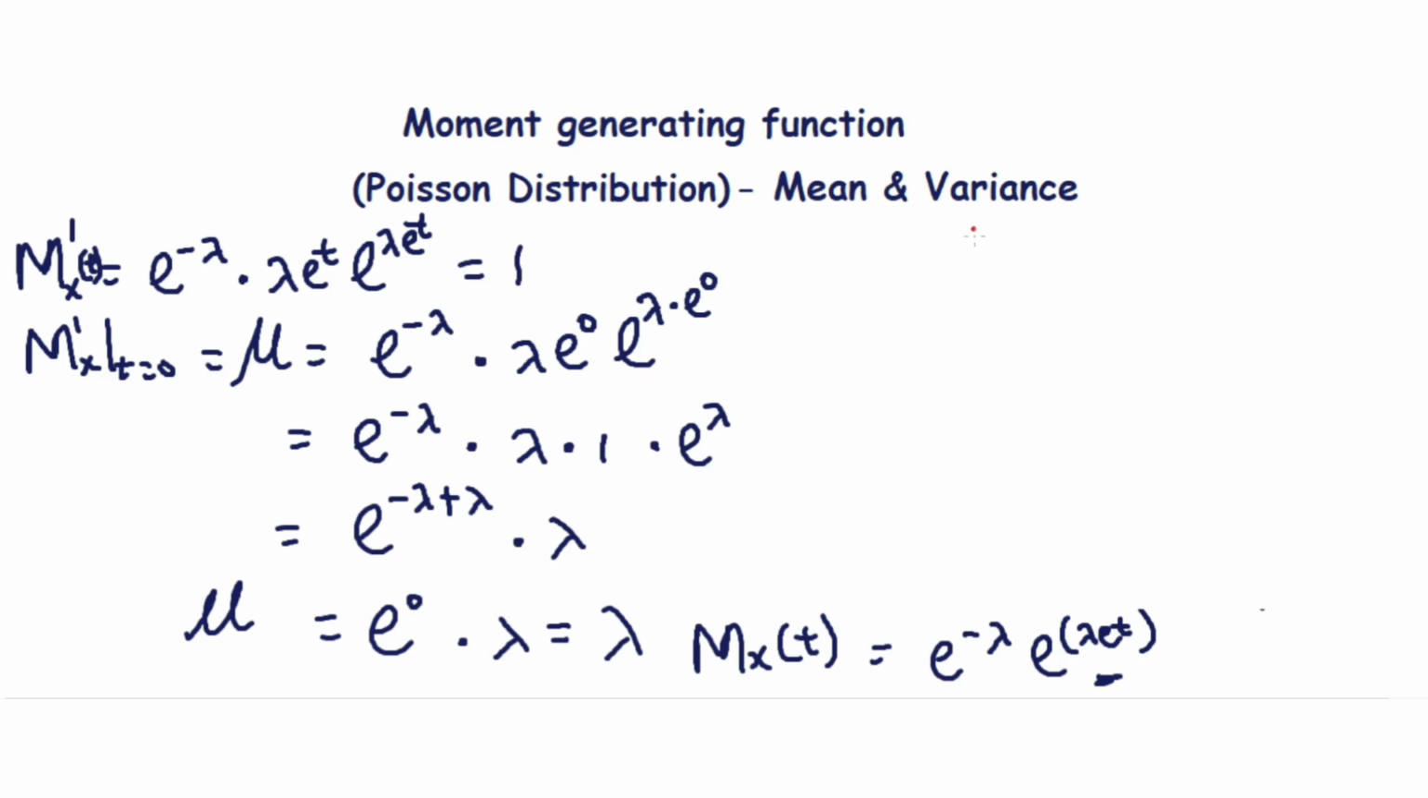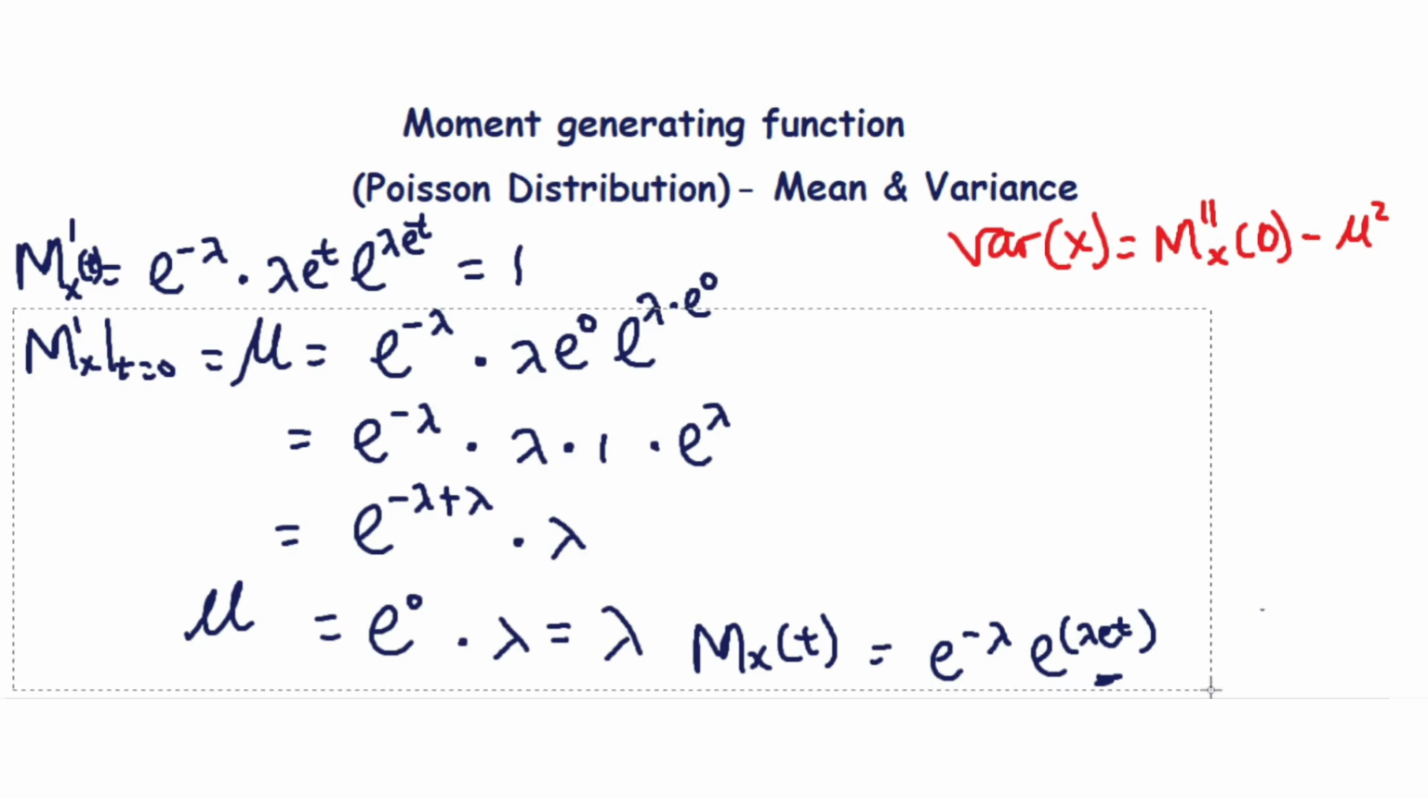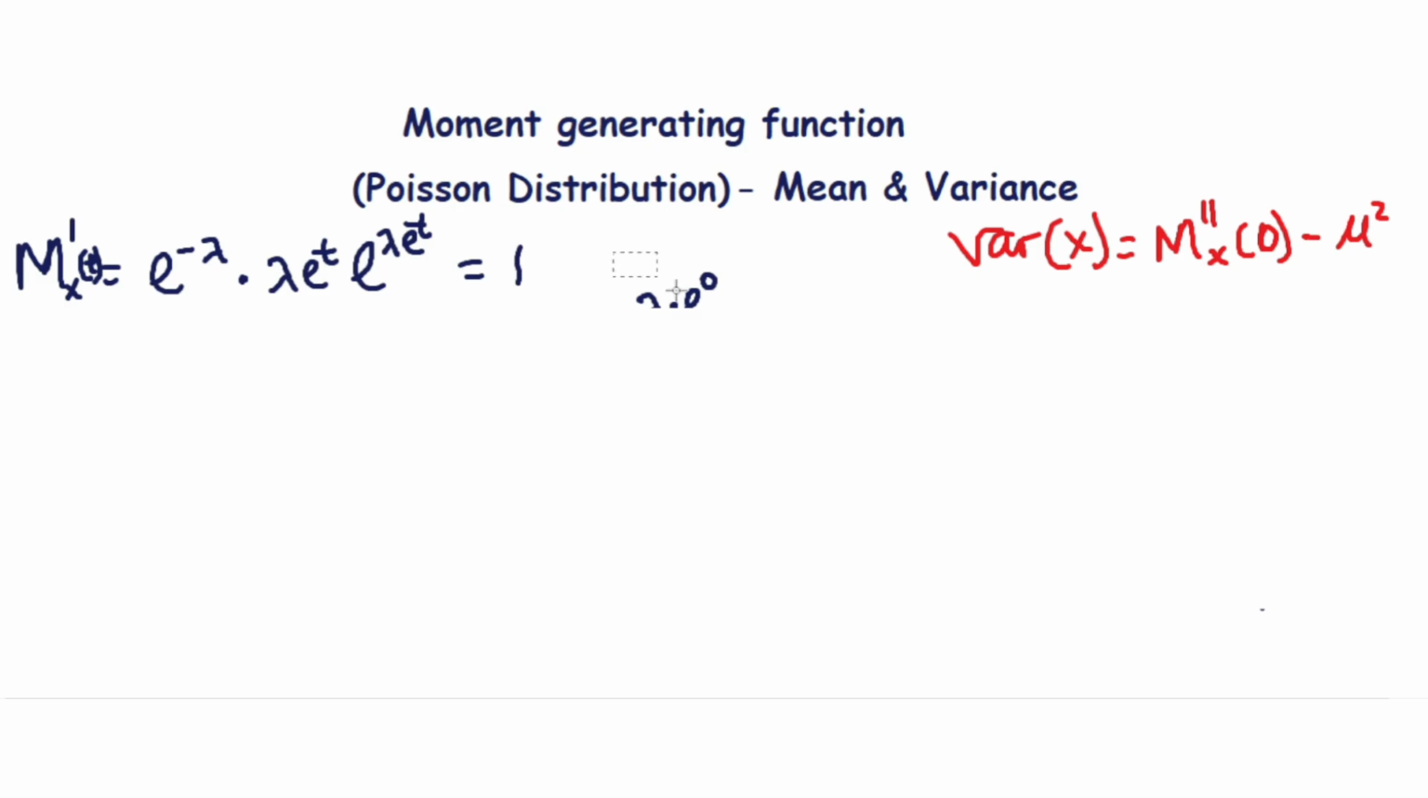Now, the variance is the second derivative of the MGF with t taken to be 0, minus the mean squared. So all we have to do is take the second derivative and go ahead to do the calculations. We already know our first derivative is what we have in front here. So let's take this out here and here. Okay, so this is our first derivative.